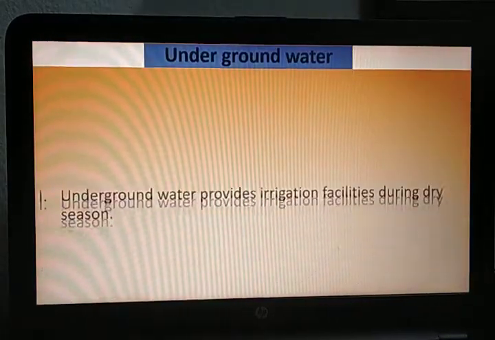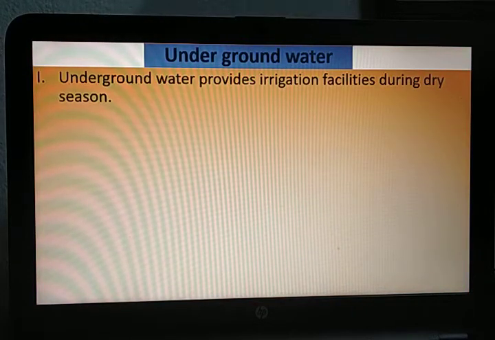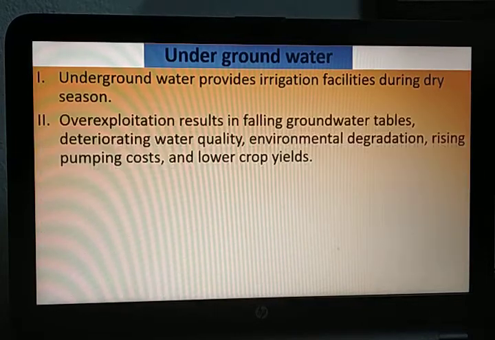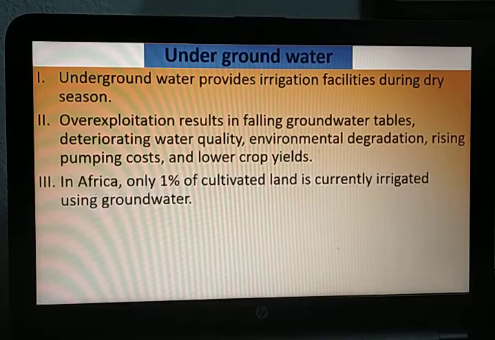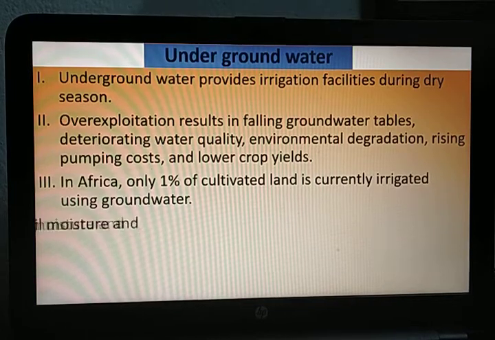Now underground water. Underground water provides irrigation facilities during the dry season. So if a pumping facility is there, underground water provides irrigation water. Overexploitation results in falling water tables, deterioration of water quality, environmental degradation, rising pump costs, and lower crop yields. In Africa, only 1% of cultivated land is currently irrigated using groundwater. That is the least amount among the continents.